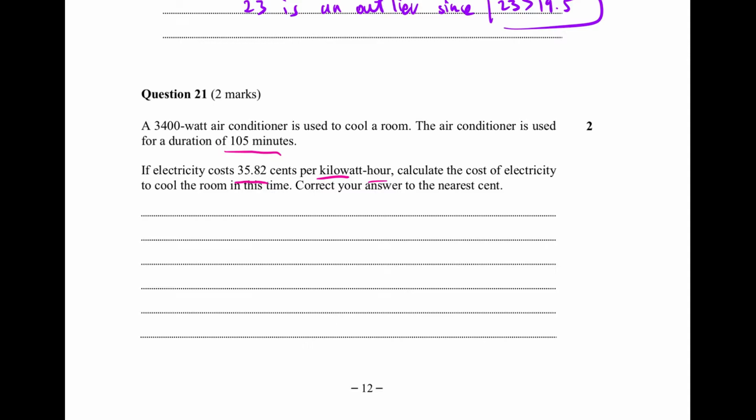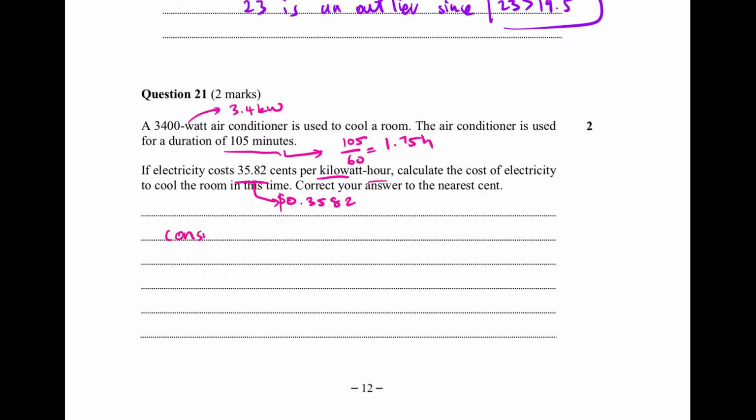The first thing I'm going to do is convert a few of these into different units. So for the 3400 watts, I'm going to change it to 3.4 kilowatts. 105 minutes in hours is 105 divided by 60, which is 1.75 hours. And then I'm going to change this cents into dollars. And I'm going to use that.